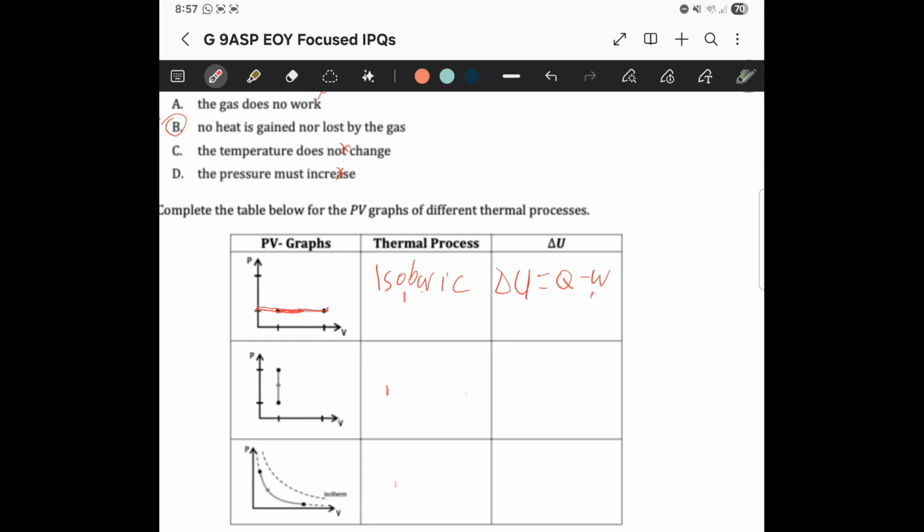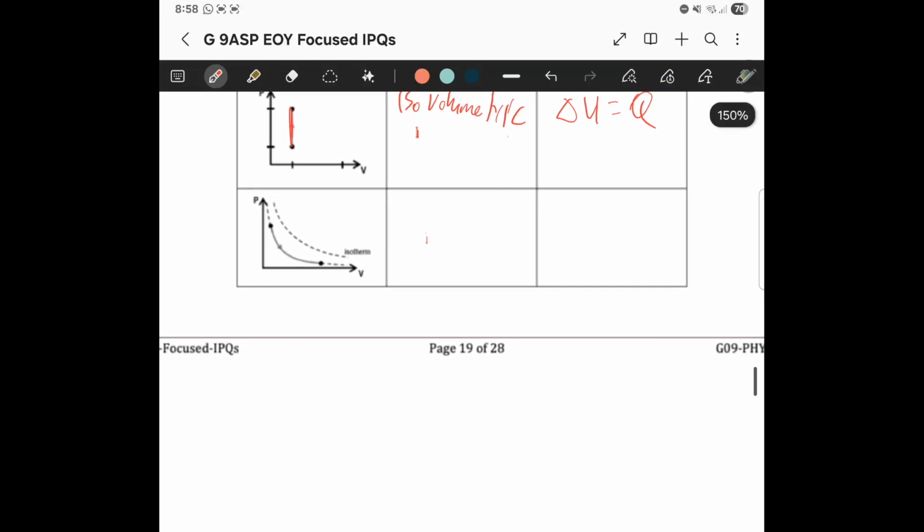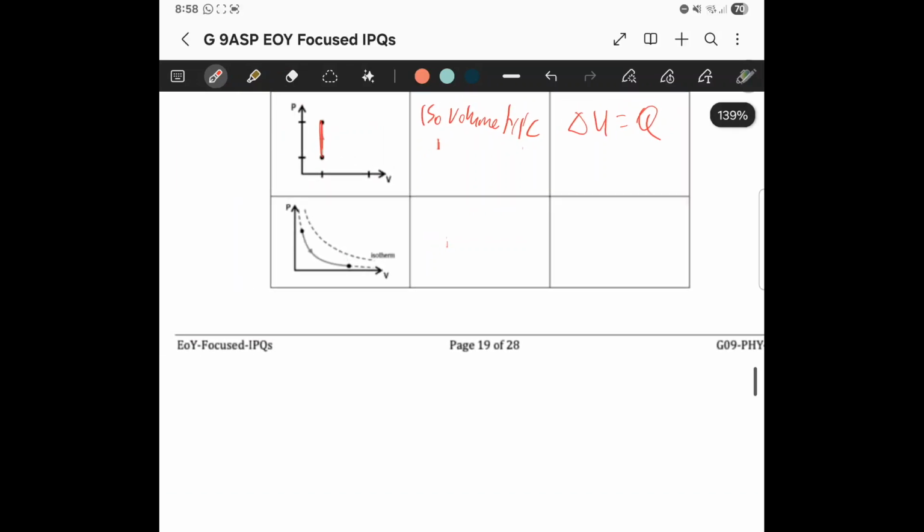Isovolumetric for this one, I can clearly see that right here because the volume didn't change, but the pressure did. And for isovolumetric, the change in energy is simply the heat. And over here, okay, so we actually have two things here. This is isothermal. This is adiabatic.